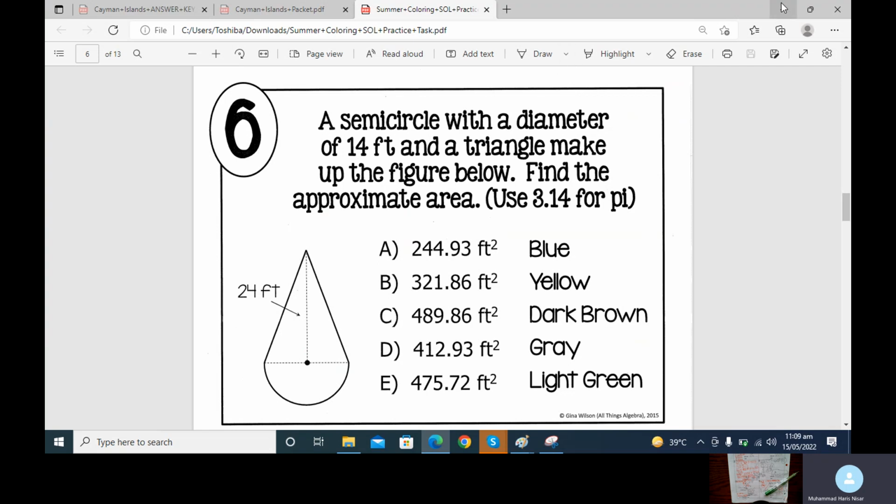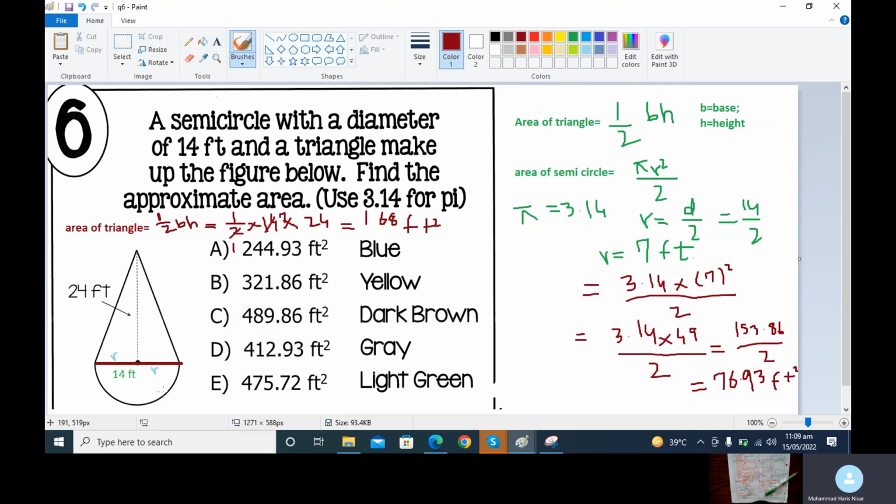So that we have proper formulas for the shapes mentioned. Now semicircle area formula is given, triangle area formula is given. So obviously we will find individual areas and we will add them. When we add them, that will be the area of the complete figure. Got it? So it's 1/2 times 14 times 24, and that is equal to 168 feet square. Now you need to add both of them.